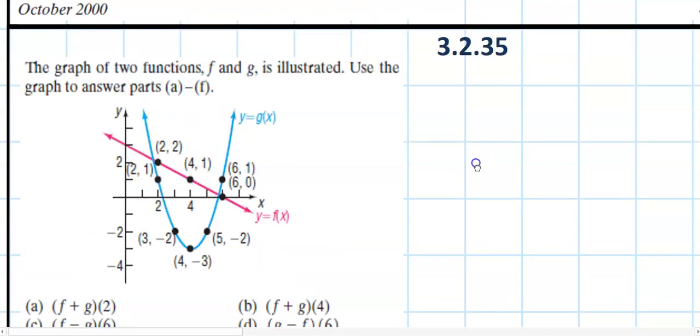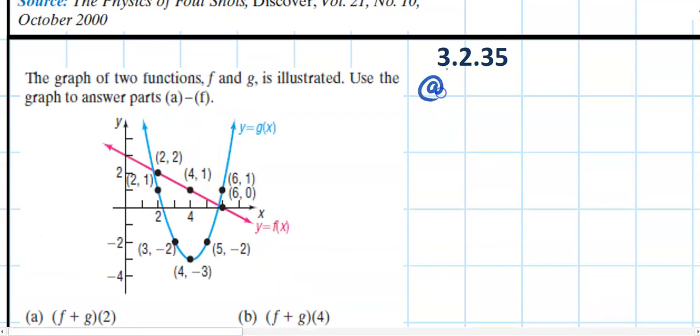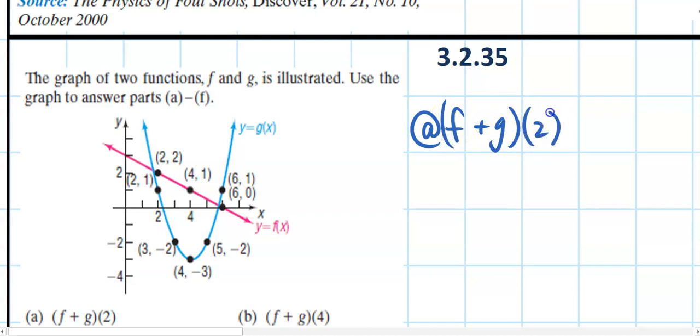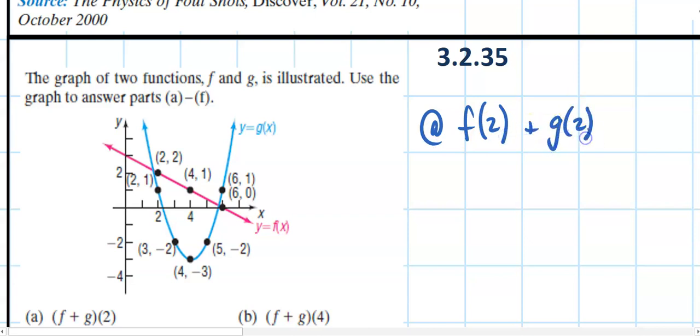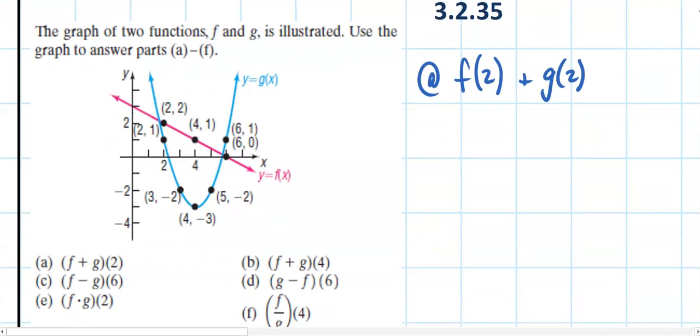And that's exactly what's happening here in question A. In question A, we're being asked to evaluate the function f plus g evaluated at 2. Now that notation may trip some of you up, but in a sense, we can think of this as a distribution. I don't want you to get really hung up on that, but what this is really asking us to do is evaluate the function f at 2 and the function g at 2 and add the two results together.